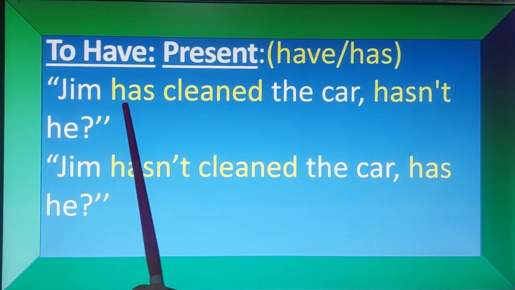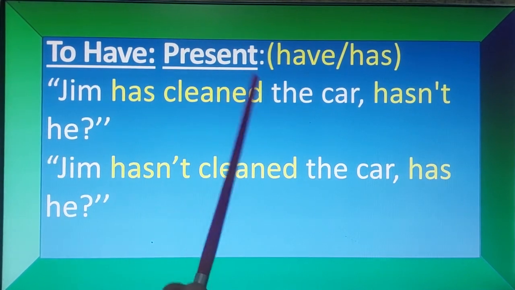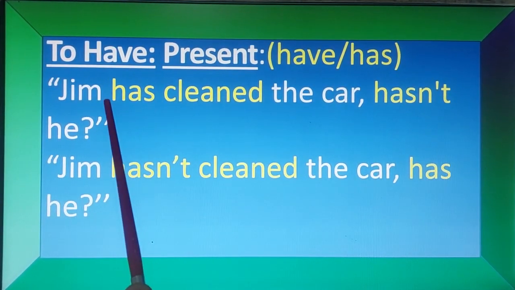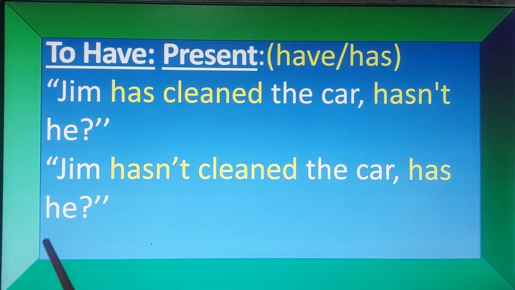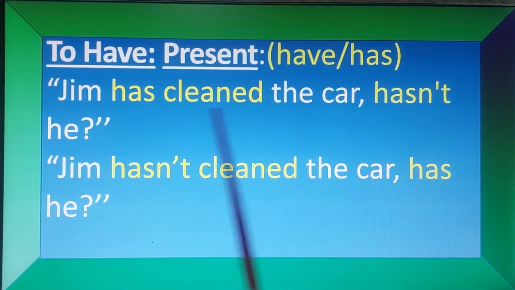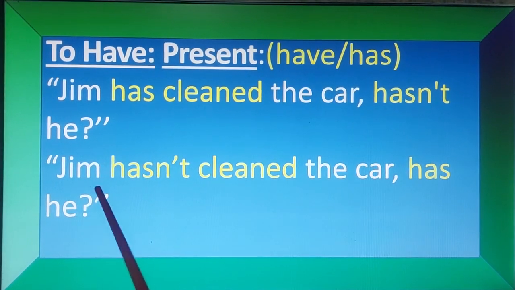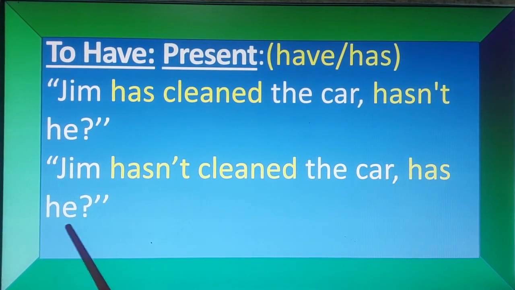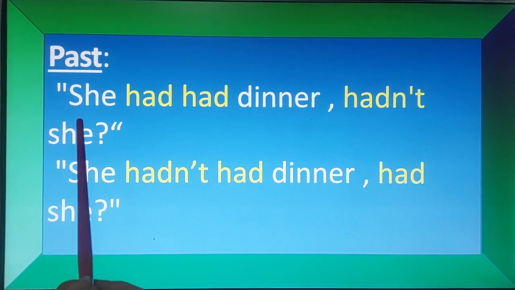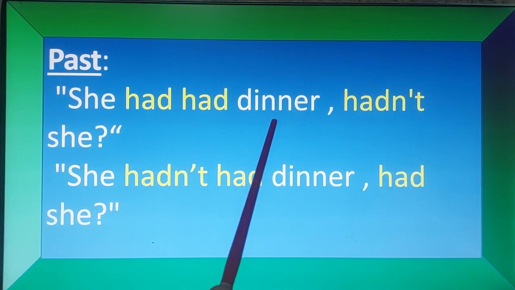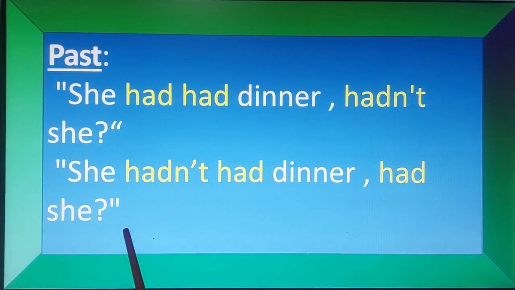Third person singular in the present, we say has. Jim has. He has. She has. Has for the third person singular. Jim hasn't cleaned the car, has he? We keep the same auxiliary and the same tense. Here we have Jim. The pronoun is he. Okay? It's not she. The same in the past: she had had dinner, hadn't she? She hadn't had dinner, had she?